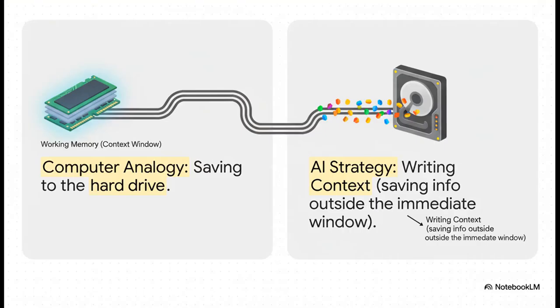First up is writing context. Think about it. If your computer's RAM is full, but you've got important stuff you'll need later, what do you do? Simple, right? You save it to the hard drive. Writing context is the exact same idea, but for an AI agent. It's all about saving information outside of that immediate crowded context window.